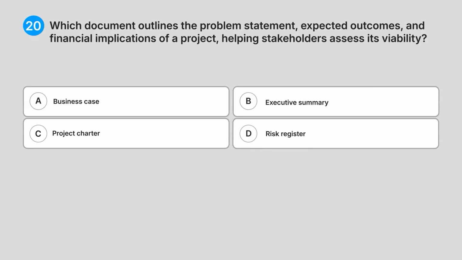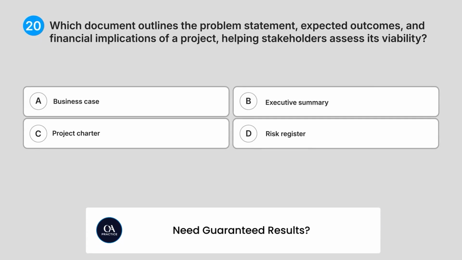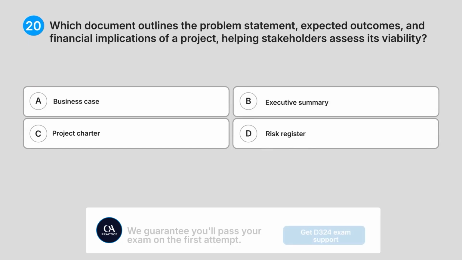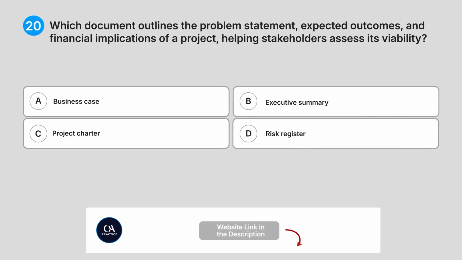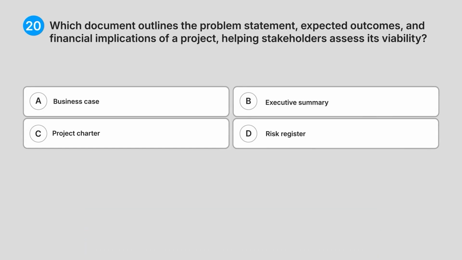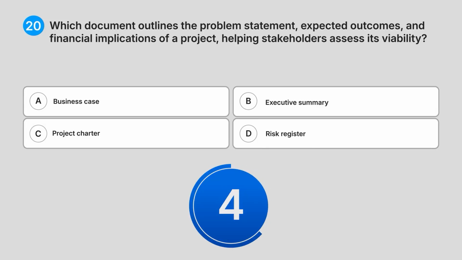20. Which document outlines the problem statement, expected outcomes, and financial implications of a project, helping stakeholders assess its viability? A. Business case. B. Executive summary. C. Project charter. D. Risk register. Do you know the answer?